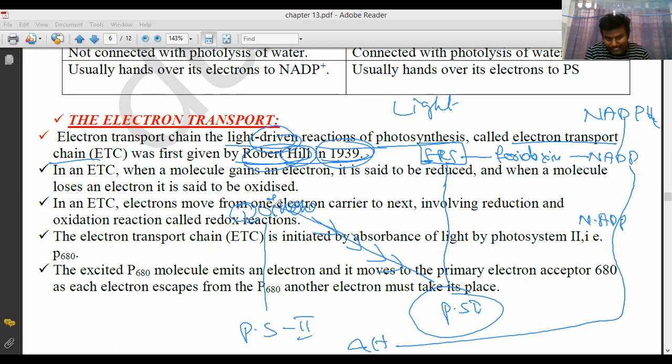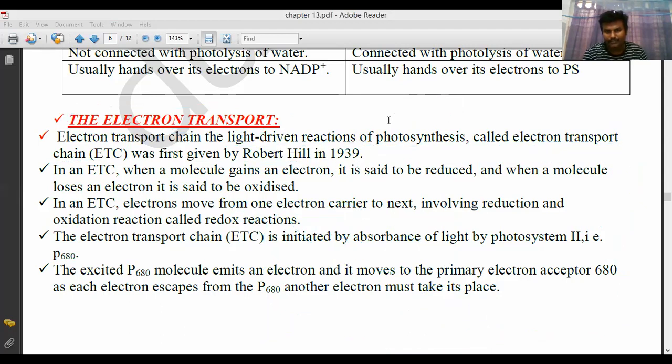Through these electron acceptors, electrons are transferred to the next level. This method is called the electron transport chain. It is not any fresh new topic. In electron transport, when a molecule gains an electron, it is said to be reduced, and when a molecule loses an electron, it is said to be oxidized.